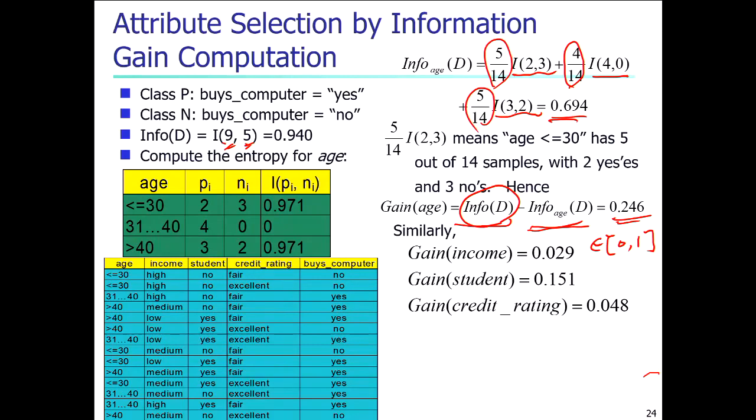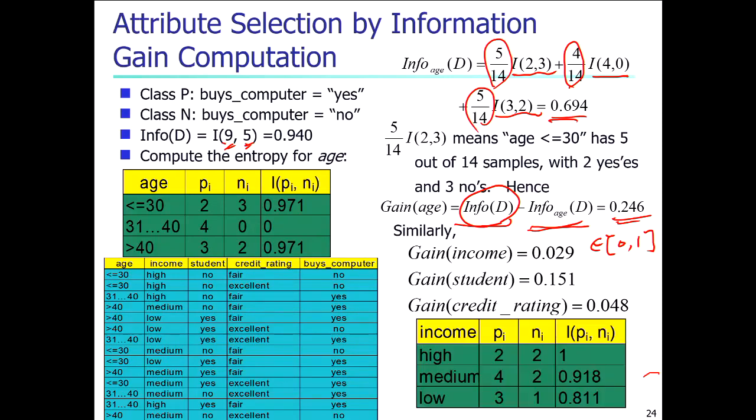And then you will choose the largest information gain, because larger information gain means you will have lower entropy after the partition, okay? That's why we will choose age as the first attribute we're going to use to split the data set.